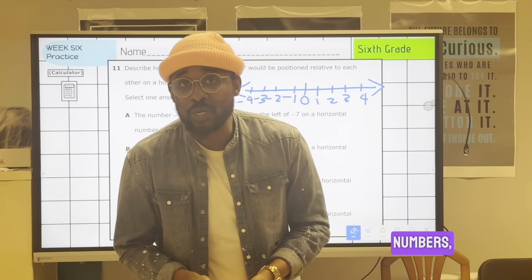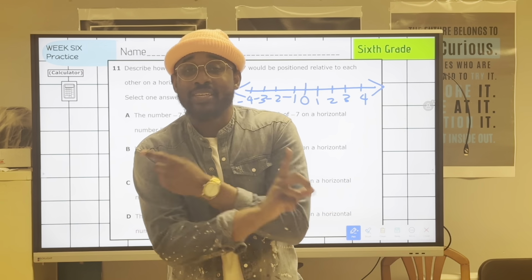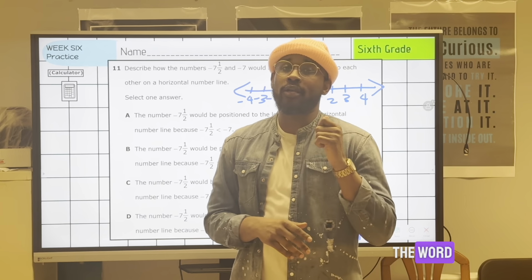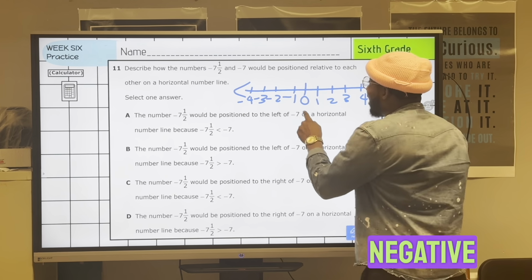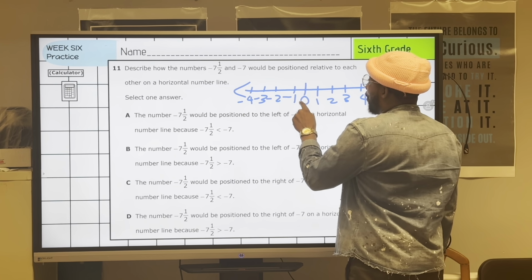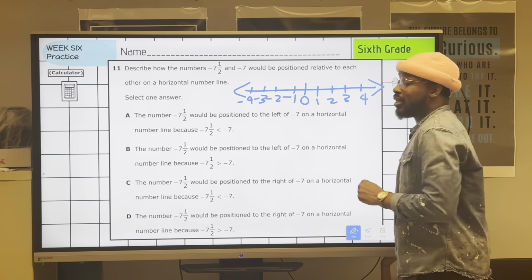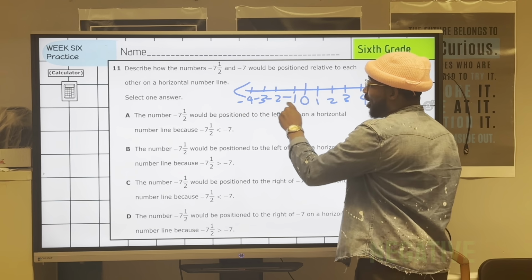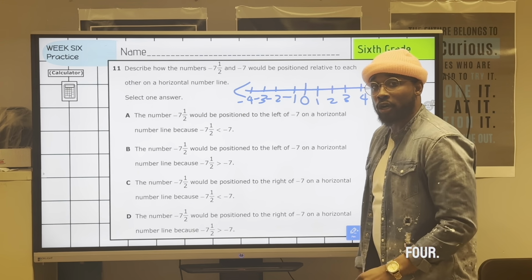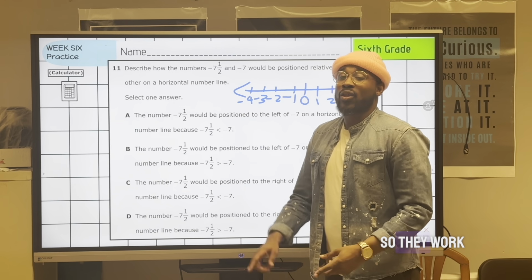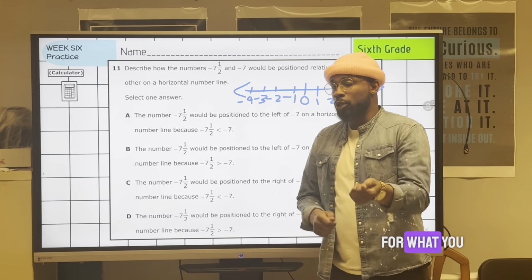With negative numbers, they work the opposite. In fact, in math, the word negative actually means opposite. So here, -1 is bigger than -2. -2 is bigger than -3, and -3 is bigger than -4. So they work backwards from what you might think.